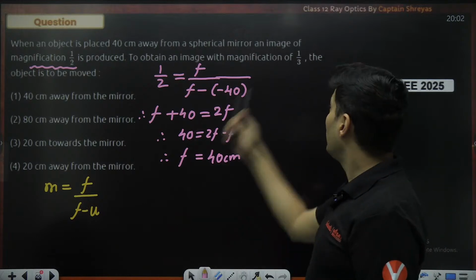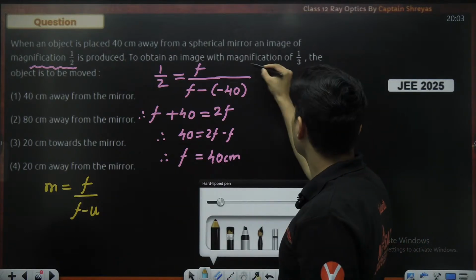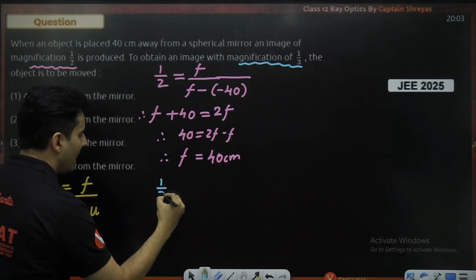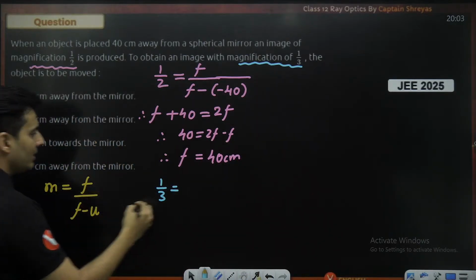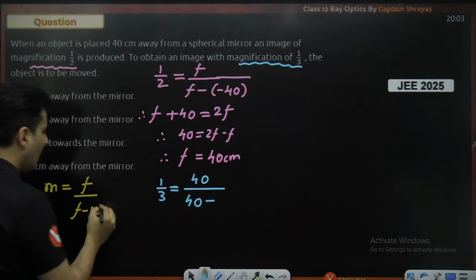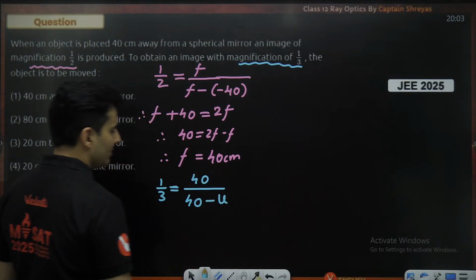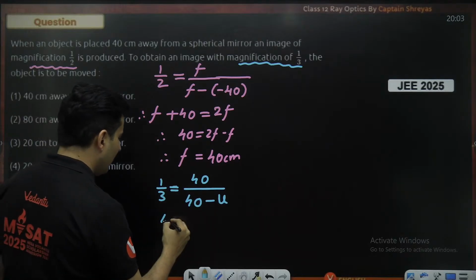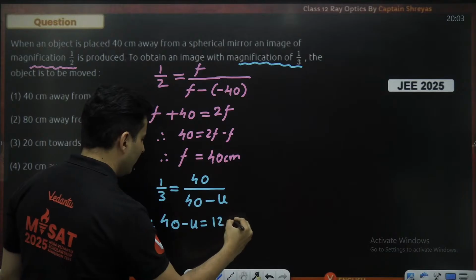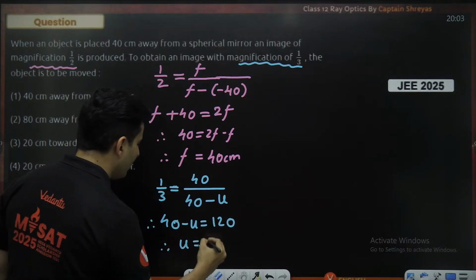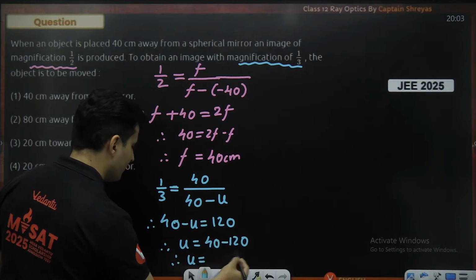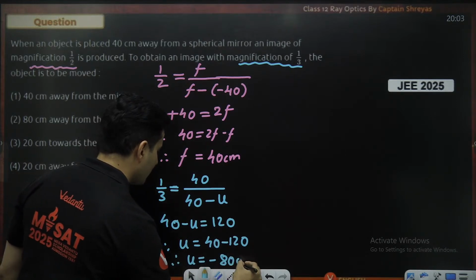Why do I need it? For the other part, when the magnification is 1 by 3. So when M is 1 by 3, focal length anyways will be the same. So 40 by 40 will be there. I will find out the new object distance. Okay, cross multiply. Therefore, 40 minus U is 3 times 40, which is 120. Therefore, U will be 40 minus 120. Therefore, object distance is minus 80 centimeters.